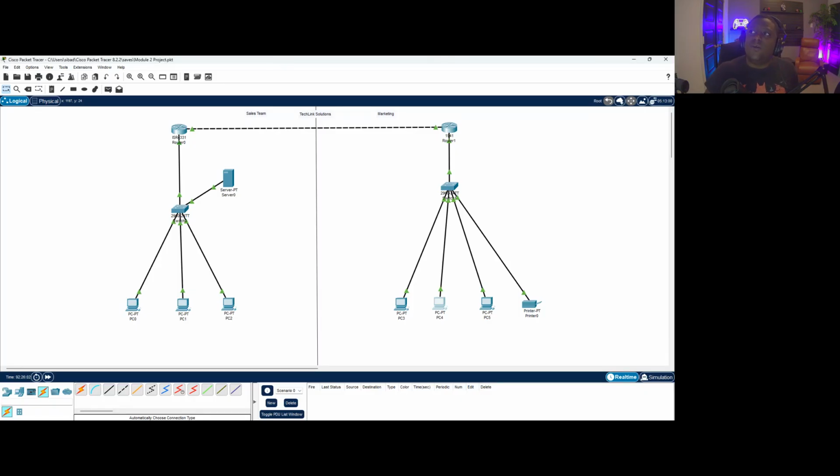To do what they wanted, I basically simulated Tech Link Solutions being two sides of the fence with two different departments. The sales team on one side, which is the router 0 side, and the marketing team on the other side. It really doesn't matter which side you're on, because with the way everything is formatted, PC 0 is going to be able to talk to PC 3, which is on the marketing side, and PC 5 will be able to talk to any of the PCs on the sales side. So it doesn't matter which side you're on, everybody has communication and everybody's using the same information.